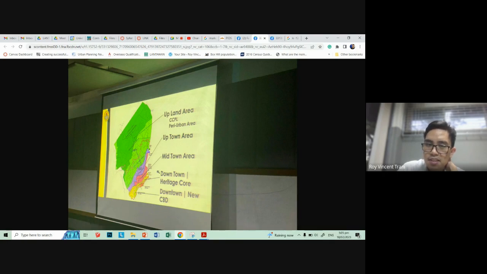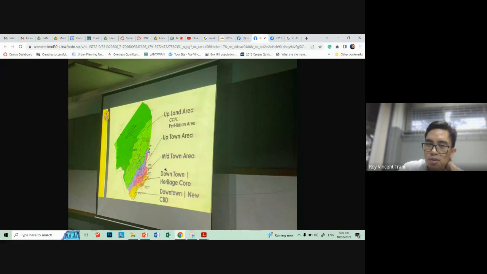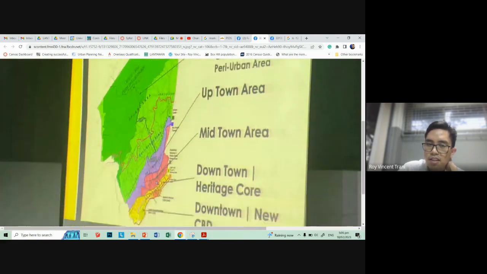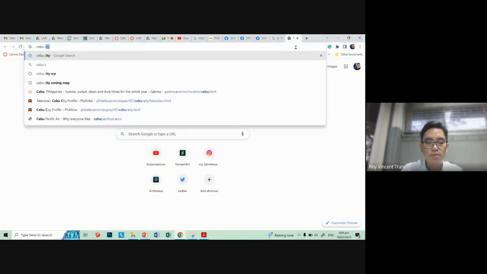Presented to our class the upcoming plans or the rezoning of Cebu City, because I don't think we have an updated zoning map yet. So this is the map here. So for context, I'll open up Cebu City map for those not in Cebu.